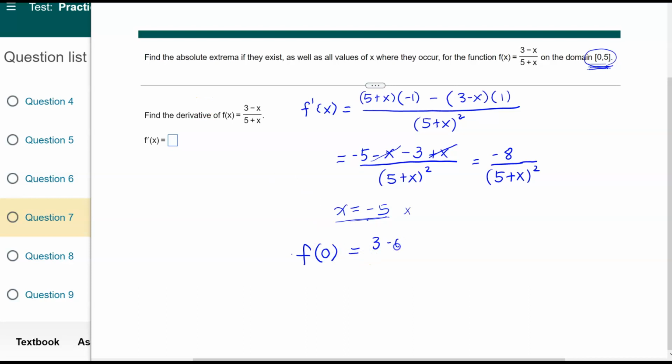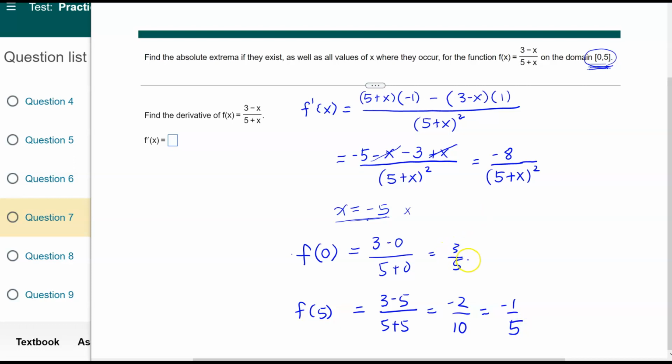So 3 minus 0 over 5 plus 0. So that is 3/5. And the other one is at 5. So that is 3 minus 5 over 5 plus 5. And that's -2 over 10. And that is equal to -1/5.